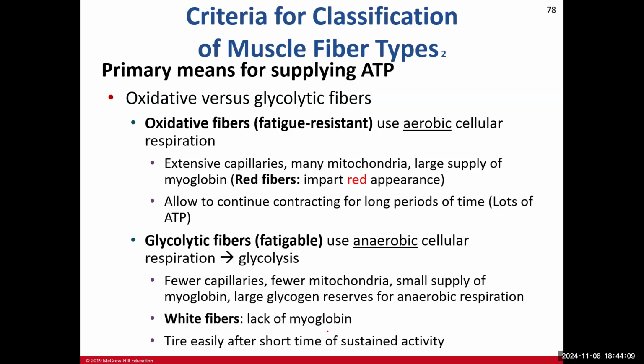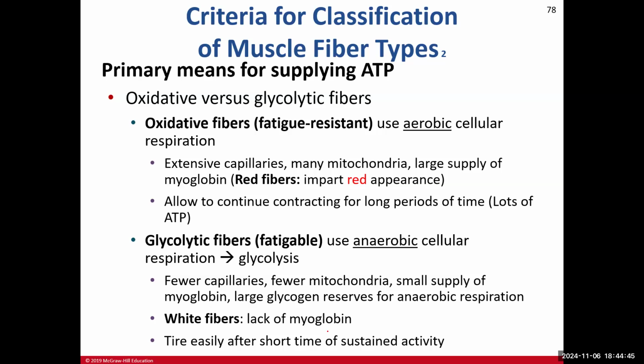All right, so let's think about these terms here, because again, you don't have to memorize, don't memorize, just try to conceptualize, try to figure it out. So oxidative fibers, you should be thinking oxygen. That means they're going to use primarily aerobic cellular respiration to generate their ATP. So what does that mean? That means that those muscle fibers are going to have lots and lots of mitochondria, the powerhouse of the cell, because that's where that aerobic cellular respiration occurs.